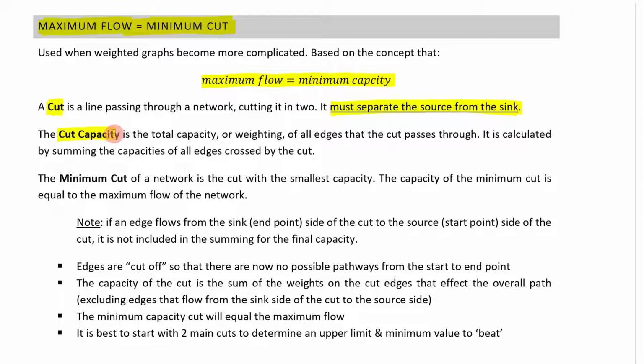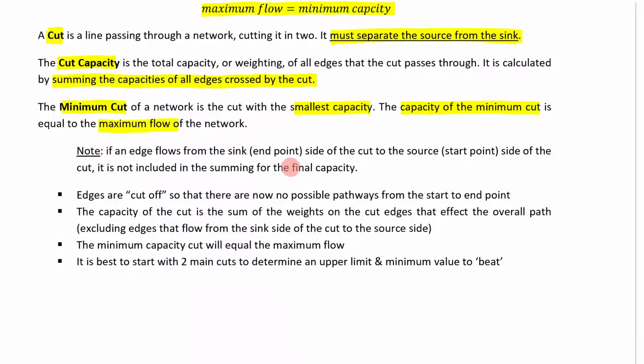The cut capacity is the total capacity or weighting of all the edges that the cut passes through. It is calculated by summing the capacities of all the edges crossed by the cut. The minimum cut of the network is the cut with the smallest capacity. The capacity of the minimum cut is equal to the maximum flow of the network. So very important, the capacity of the minimum cut is equal to the maximum flow of the network.